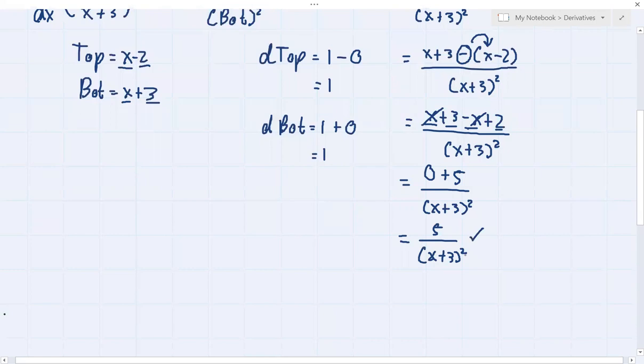Or, kung gusto mong ilagay itong si polynomial sa taas, katabi ng 5, pwede rin. Basta babaguhin mo lang yung sign ng exponent niya. So this would be quantity x plus 3 raised to negative.